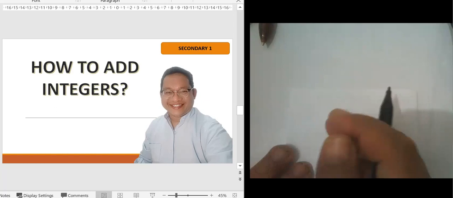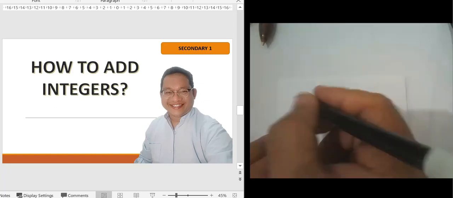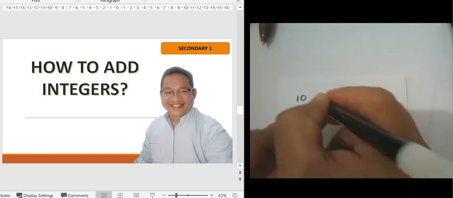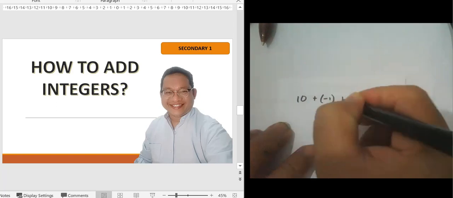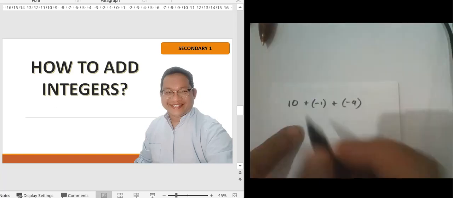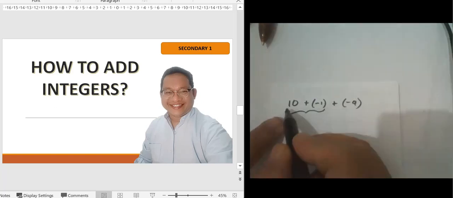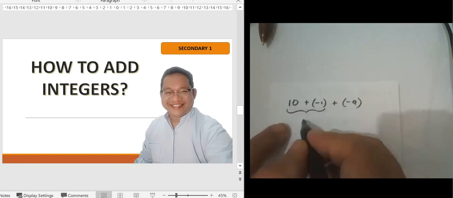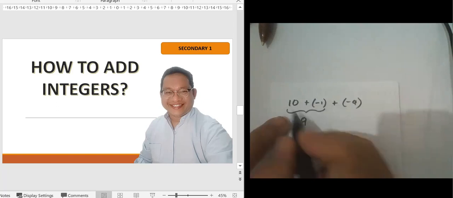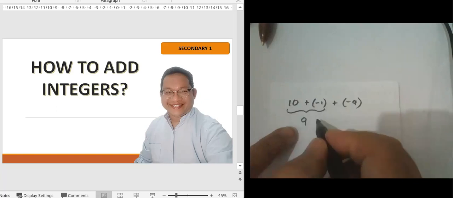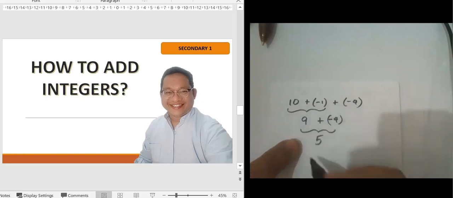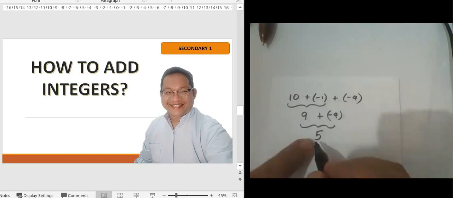Now, what about if there are three numbers? Let's say, for example, that you have 10, I will just put small numbers, plus negative 1, plus negative 4. What you're going to do here is just do it one by one, by twos. 10 plus negative 1 is positive 9 because 10 minus 1 is 9. The sign is positive because 10 is bigger than 1. And then plus negative 4. So 9 plus negative 4 is positive 5. Why? Because 9 minus 4 is 5.